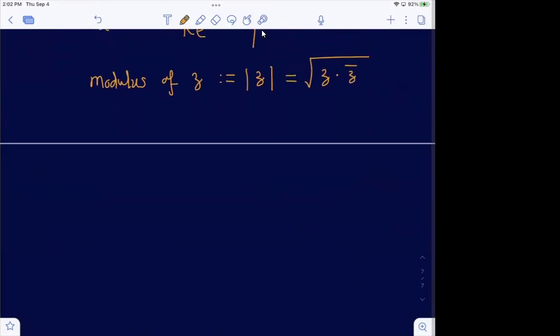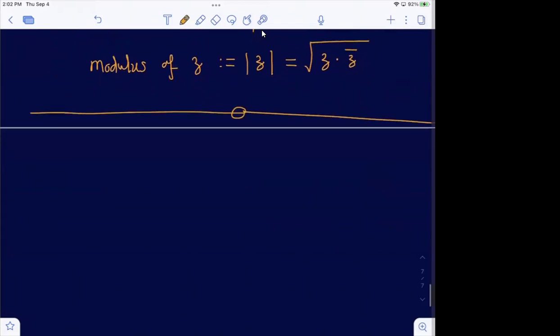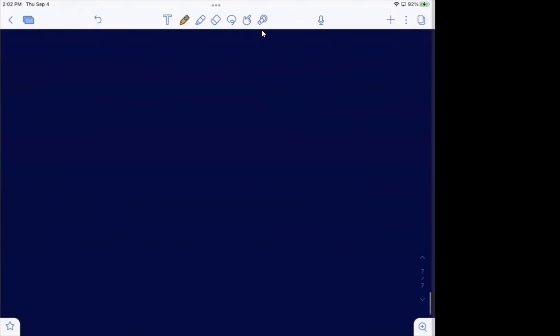So now that's all about the properties of the complex conjugate, and these properties will be used frequently in our computations. Let's have another visit towards more simplifications.